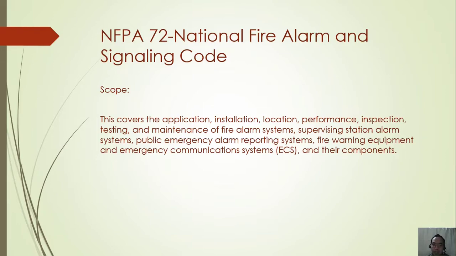Again, we will discuss first the scope, so we know if this is applicable to our requirement. So the NFPA 72 covers the application. So take note of this, guys: application, installation, location, performance, inspection, testing, and maintenance of fire alarm system, supervising station alarm system, public emergency alarm reporting system, power warning equipment, and emergency communication system and their components.